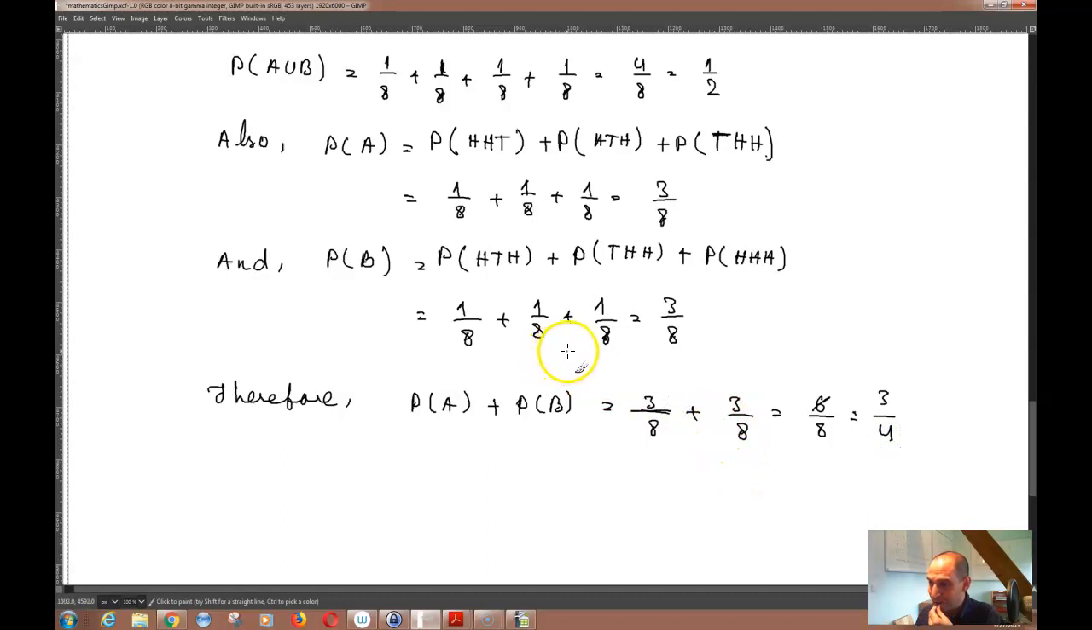So now it's clear that P of A union B, we got it as 1/2. Therefore, you can say that P of A union B is not equal to P of A plus P of B, right? The points HDH and THH are common to both A and B.